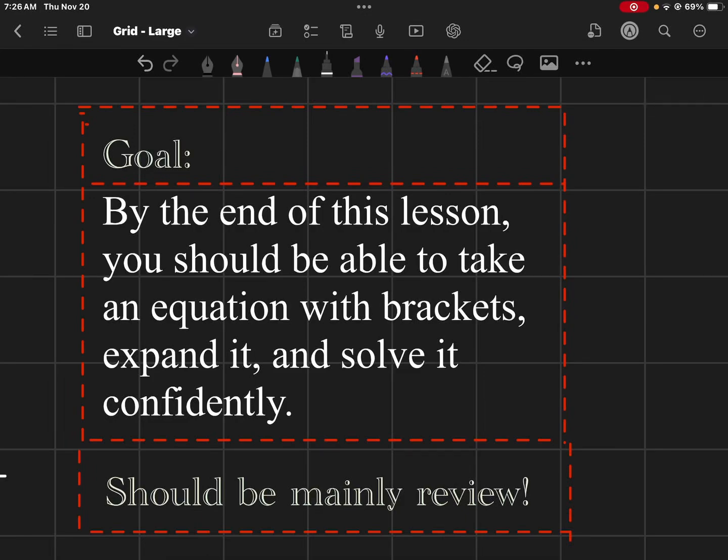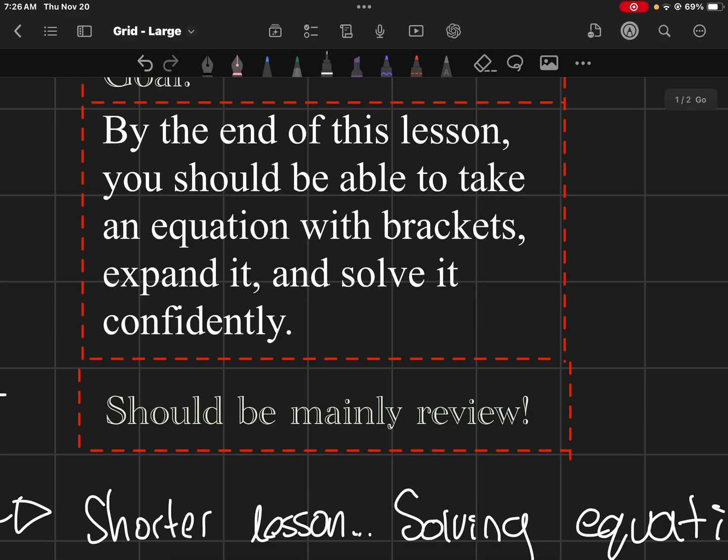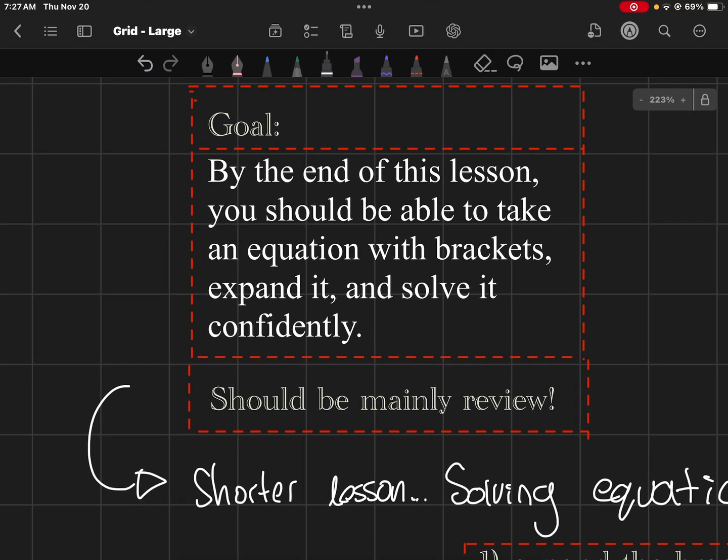Hello everyone. Today we're learning how to solve equations that have brackets in them. By the end of this lesson, you should be able to take an equation with brackets, expand it, and solve it confidently. Now this is mainly review because you did this in Unit 2 where you did distributive property. Therefore, this is a little bit shorter of a lesson.